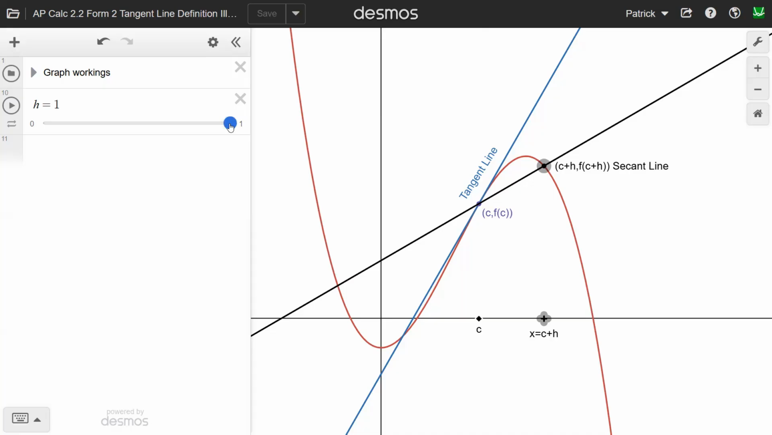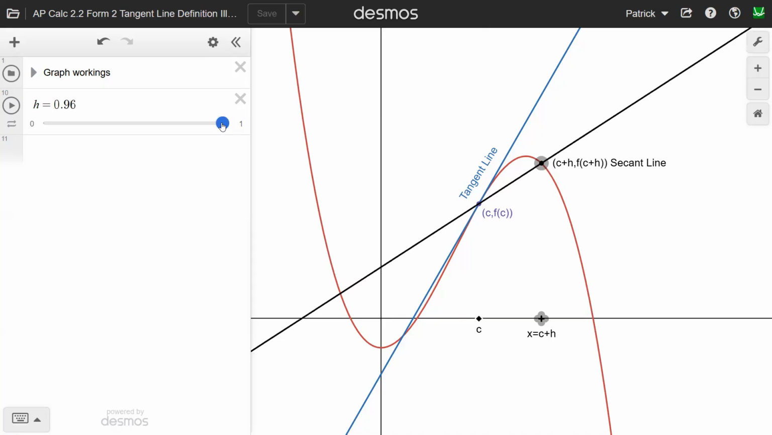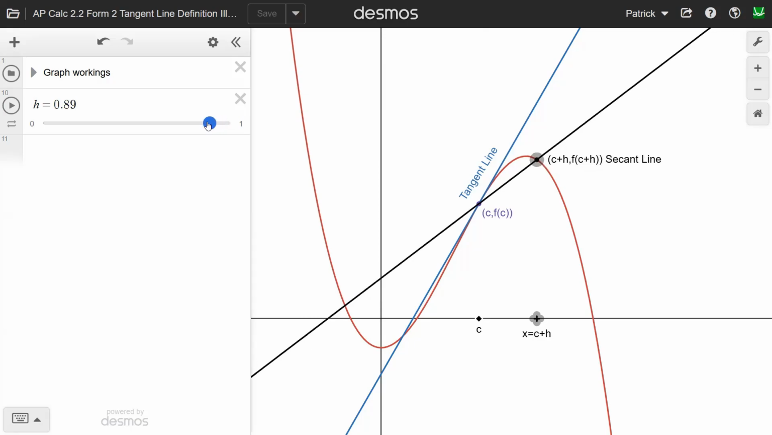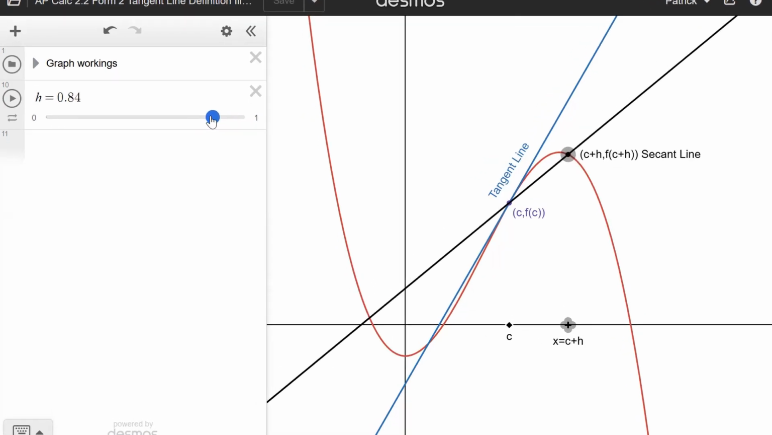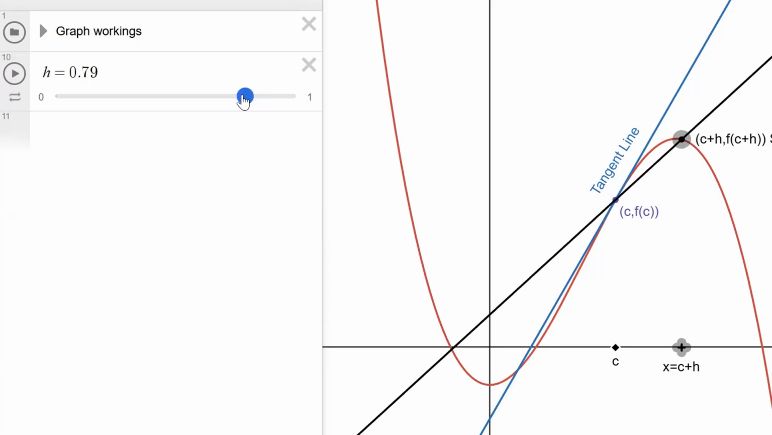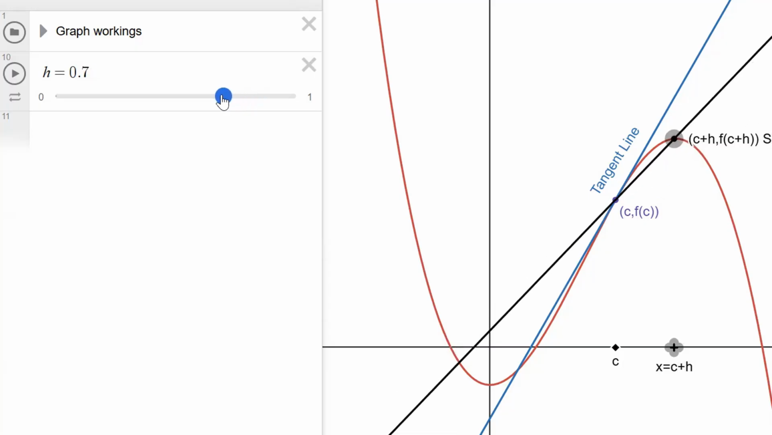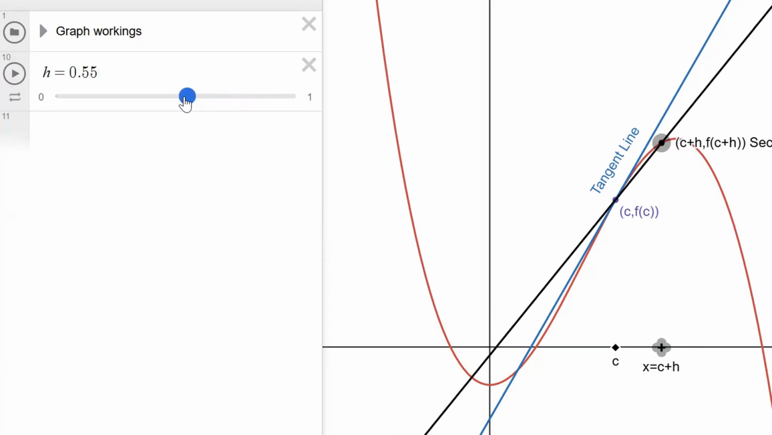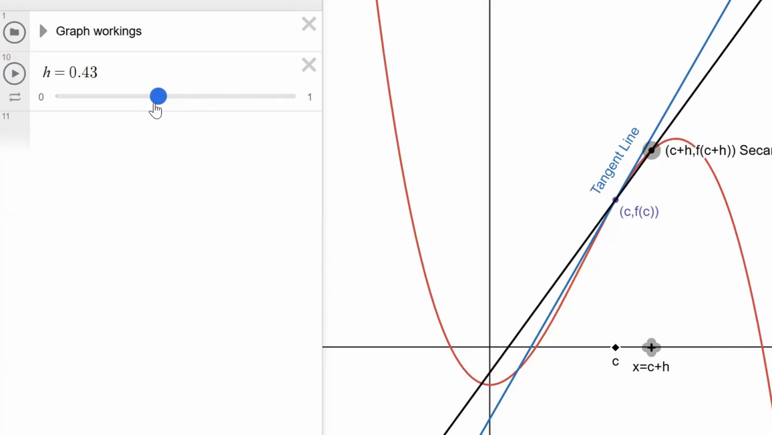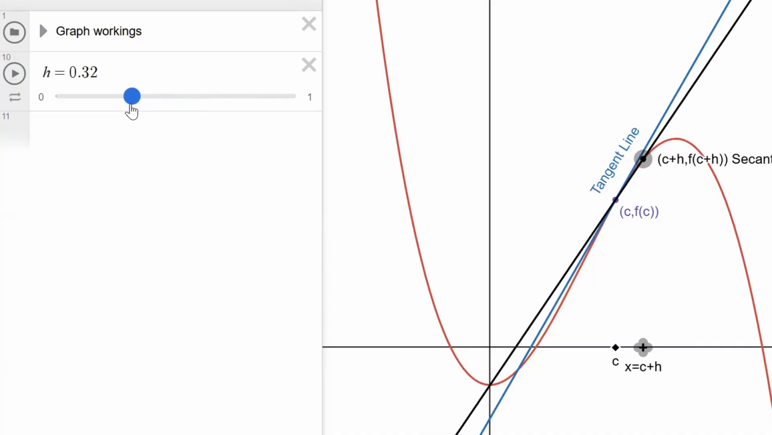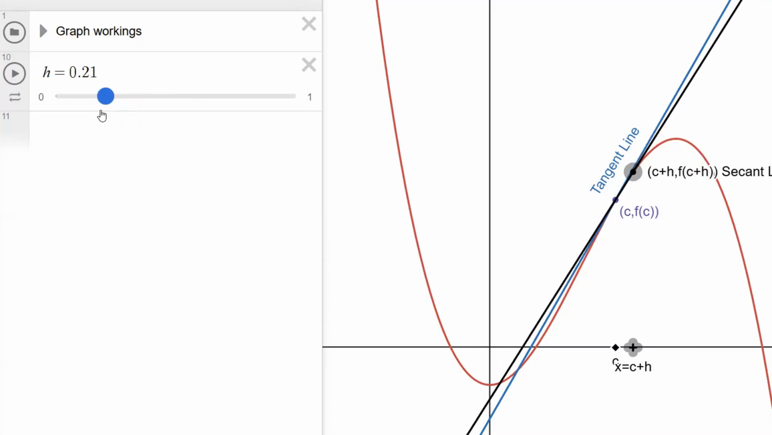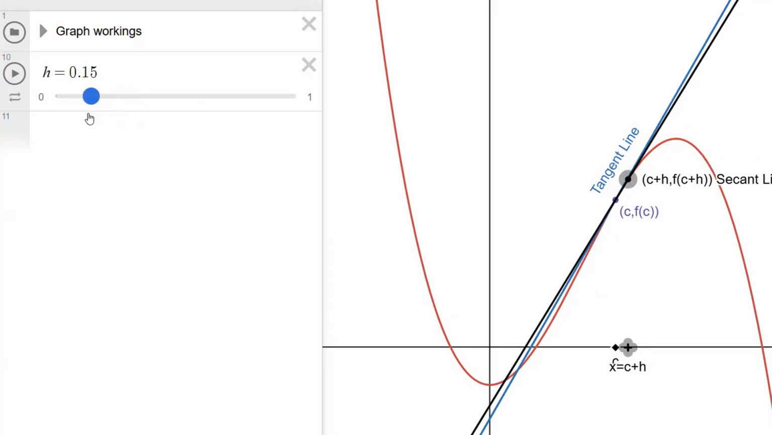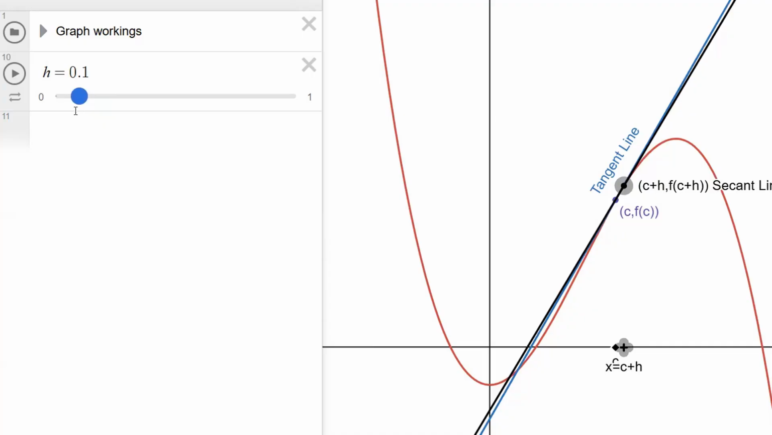But notice, as I let h approach 0, I'm going to do it on the slider here, you're going to see that the point c plus h gets closer to c. Because if h gets closer to 0, then c plus h is going to approach just c. Notice that the slope of the secant line is starting to get close to the slope of the tangent line the closer h gets to 0. In other words, the secant and tangent lines are going to line up.